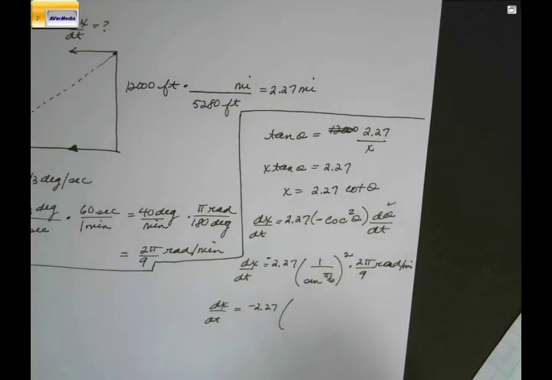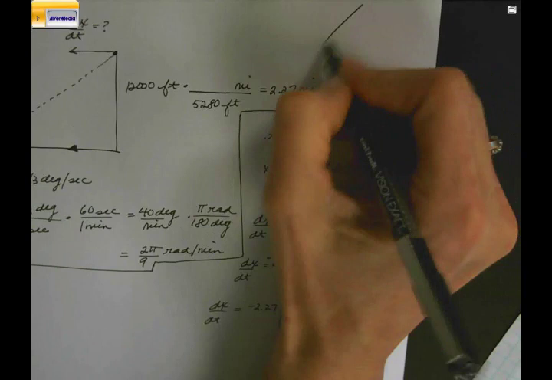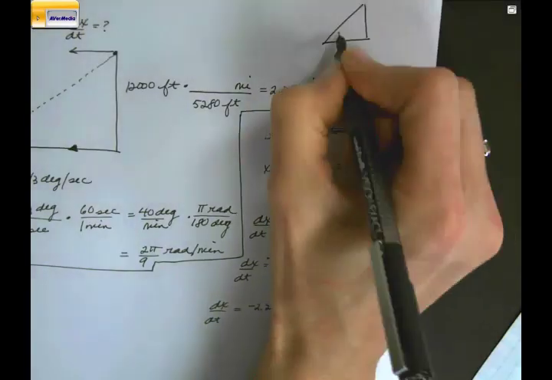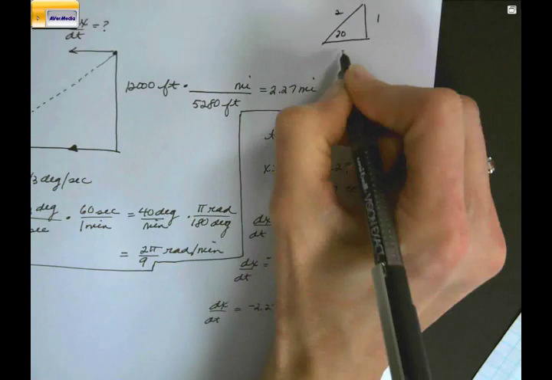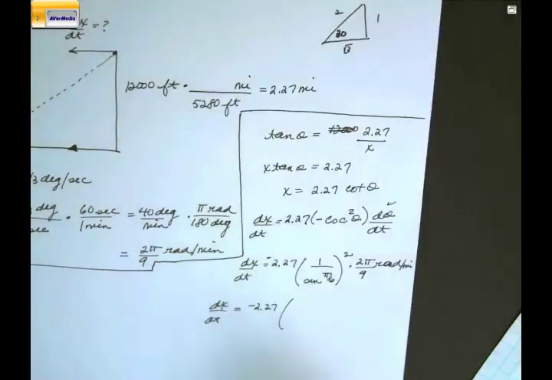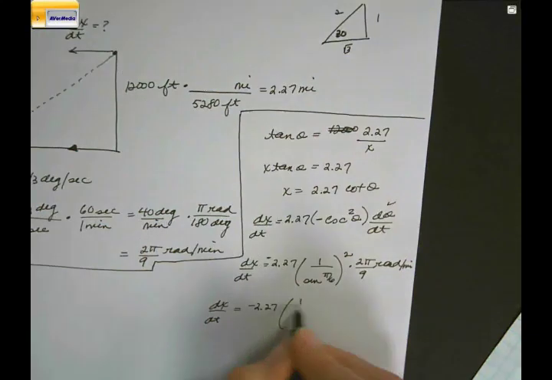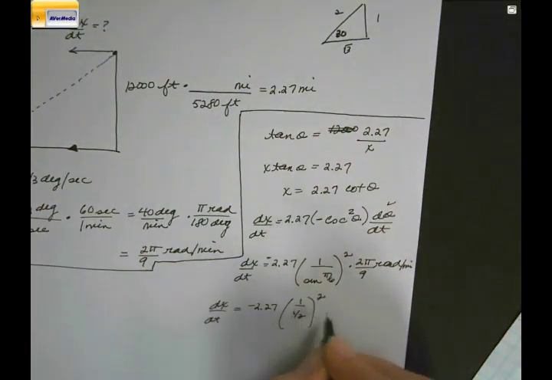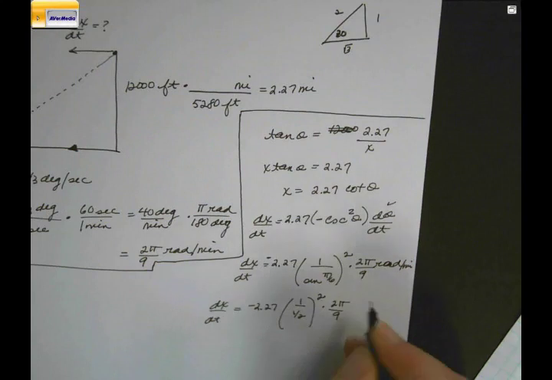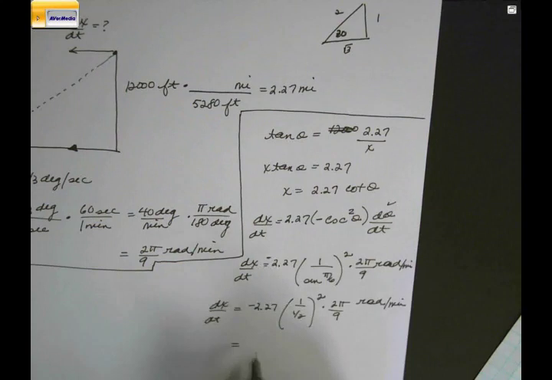Okay, sine of pi 6 is sine of 30 degrees, and that is equal to... No, that's 45 degrees. So if this is 30, this would be 1, 2, square root of 3. So sine of pi 6 is 1/2. So this is 1 over 1/2 squared times 2 pi over 9. This is radians, don't forget, per minute. So what does that equal? That's a negative 2.27 times 4 times 2 pi over 9. So what does that equal?